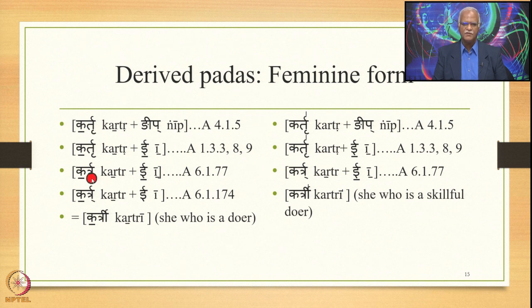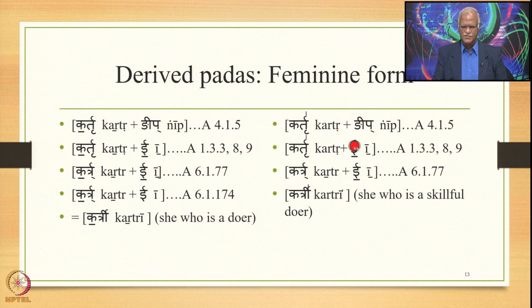Now 6.1.174 applies, and because this is a yan sandhi in place of an udatta vowel, this anudatta becomes an udatta by 6.1.174. This is a nadi and this becomes udatta. So we have kartr plus e, e being udatta, and finally we get the form kartri with the final vowel being udatta. She who is a doer.